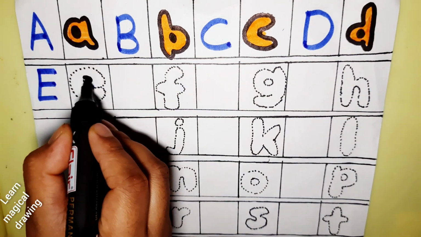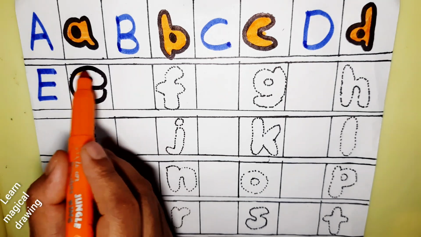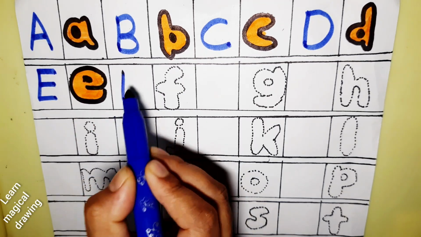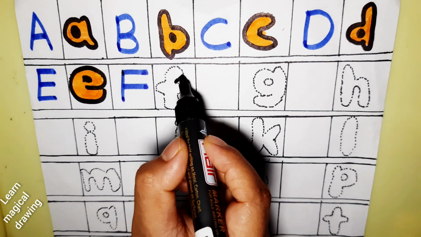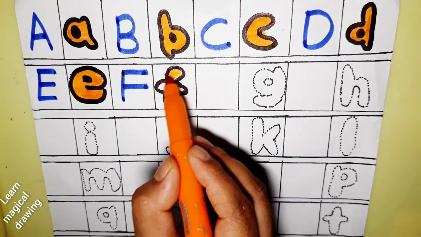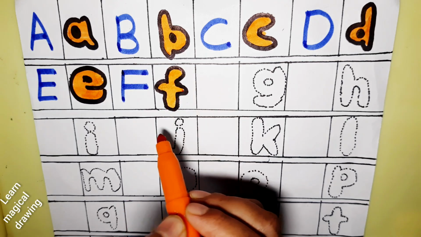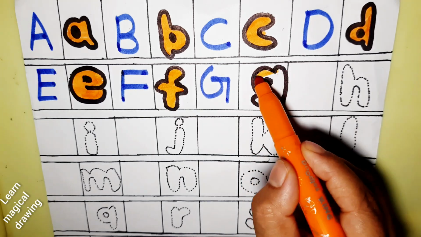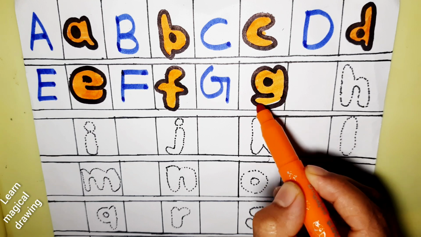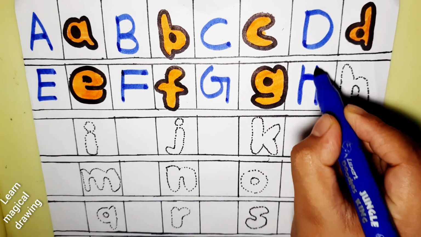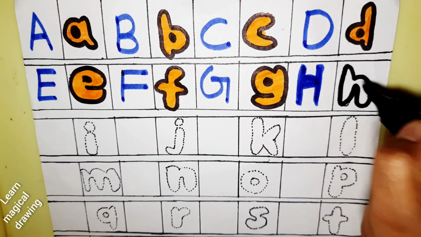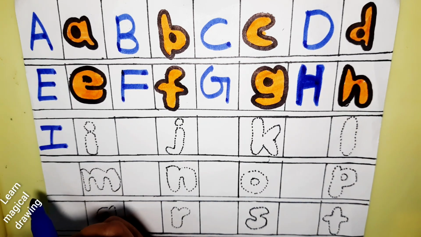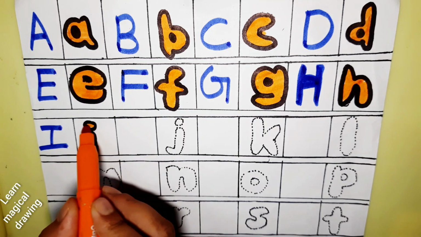E for elephant. E. F for face. F. G for goat. G. H for hand. H. I for ice cream. I.